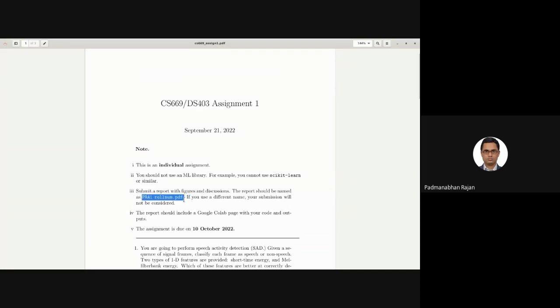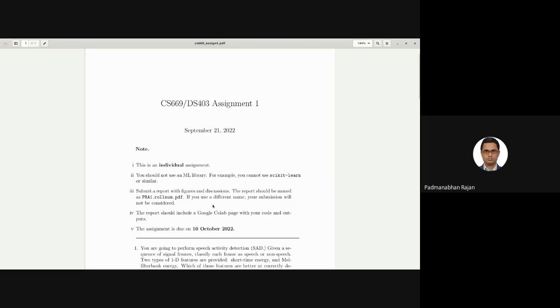And this is the format of the report, because we are going to automatically process it. If your report does not have this format, then your submission will not be considered. So please make sure that it is correct. All small letters, okay. Then the report should include a Google Colab page with your code, because we want to run it and see. No point in sharing the code with me. It is better you share a Colab page. Okay, if the Colab page link is not there in the report, then you will not get marks.